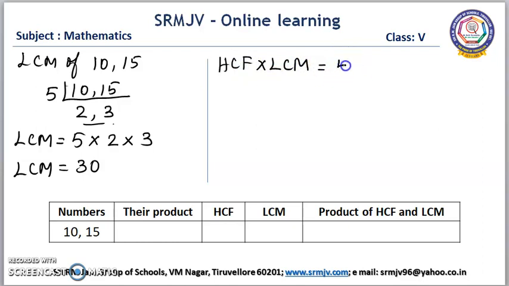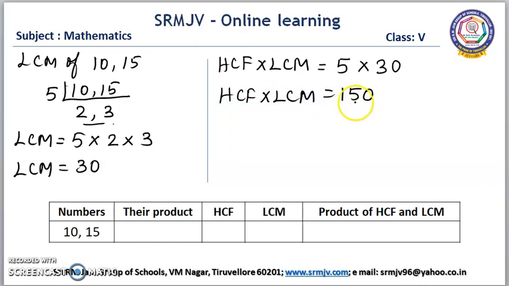HCF is 5 and LCM is 30. Here, while multiplying numbers ending with 0, we can multiply the numbers alone. 5 into 3, 5 threes are 15. In the answer, we have to add the 0. So the product of HCF and LCM is 150. HCF into LCM is equal to 150.